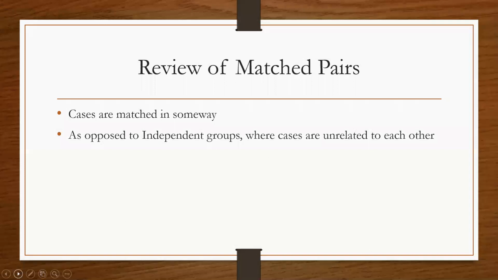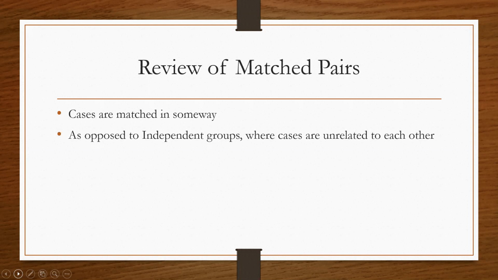So I'm just going to go over a quick review of matched pairs. Basically, they're just cases that are matched in some way. An example of this is, if you're taking a midterm and a final, it's kind of a pair. A midterm is in some way going to be matched with the final because you can kind of see how the grades work. It's just related in terms of an experiment.